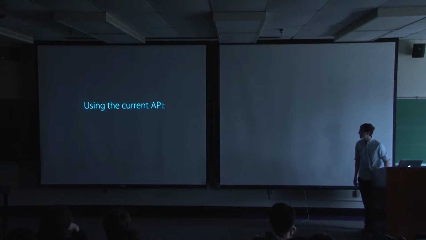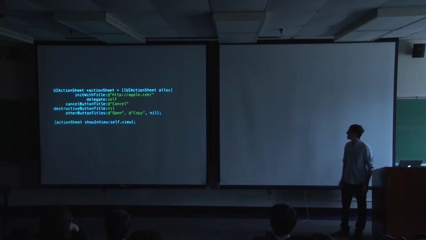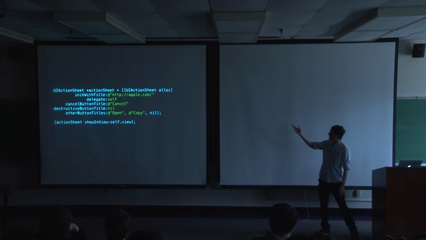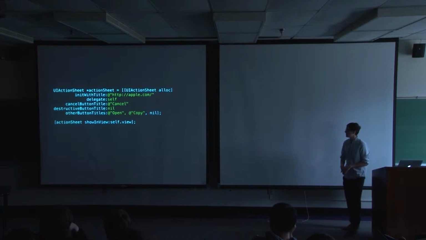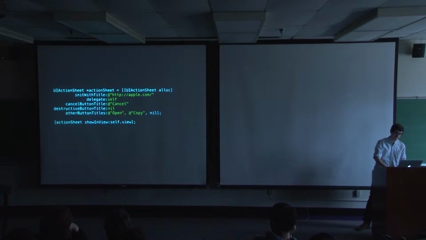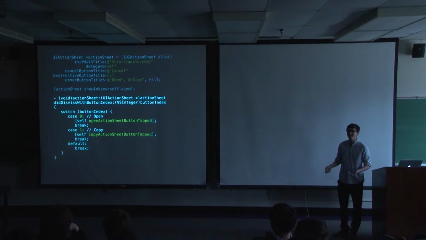So here's an example of using that API to create something. Say you're tapping on a link and you want to have some options for opening that link. You're creating it, giving a title, a cancel button title, and some other things like open and copy. Seems pretty reasonable. You're showing it. And then what happens if someone taps on it? Well, you get a callback with the index that was tapped.